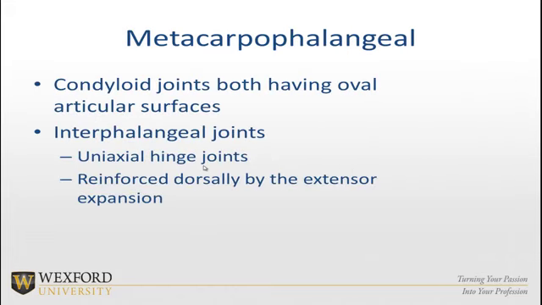The metacarpophalangeal joints are condyloid joints, both of which have an oval articulated surface. When we look at the interphalangeal joints, they are uniaxial hinge joints and reinforced dorsally by the extensor expansion.